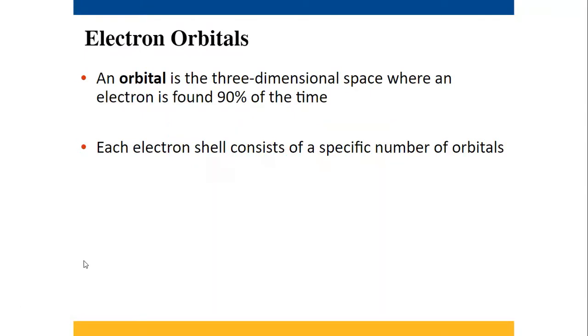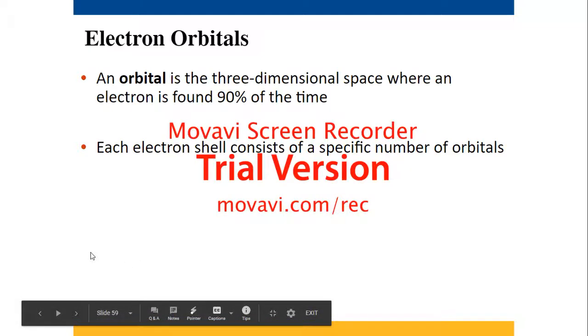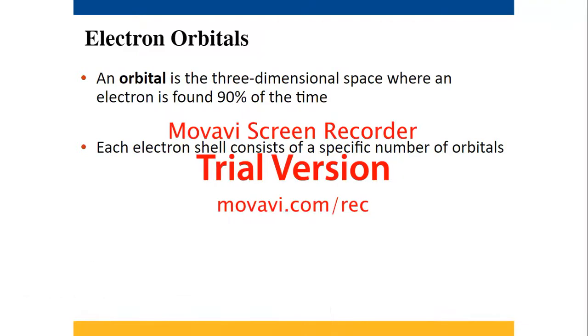And we've been talking about orbitals. I've been using the word orbitals. You can also use the word shell, okay? But it's just a three-dimensional space where the electrons are found, okay? And each electron shell consists of a specific number of orbitals, okay?